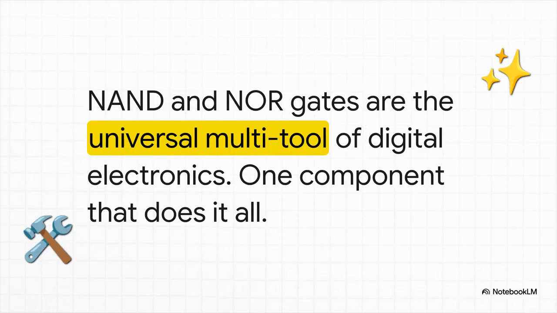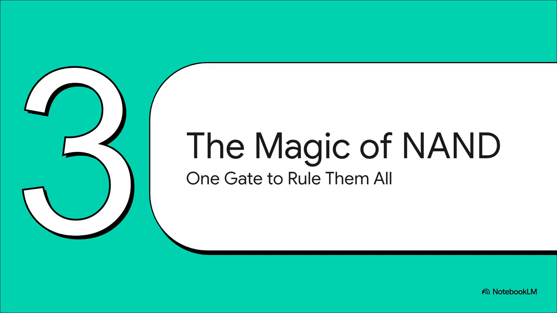The best way to think about this is like a Swiss Army knife or a multi-tool, right? Instead of carrying around a separate screwdriver, a can opener, and a knife, you just carry that one thing that does it all. That's exactly what NAND and NOR gates are for circuit designers. They are the universal multi-tool of the digital world. Okay, so to really see how this magic works, let's just focus on the NAND gate for a minute. We're going to see how this one little component can basically put on a costume and pretend to be a NOT, an AND, and an OR gate.